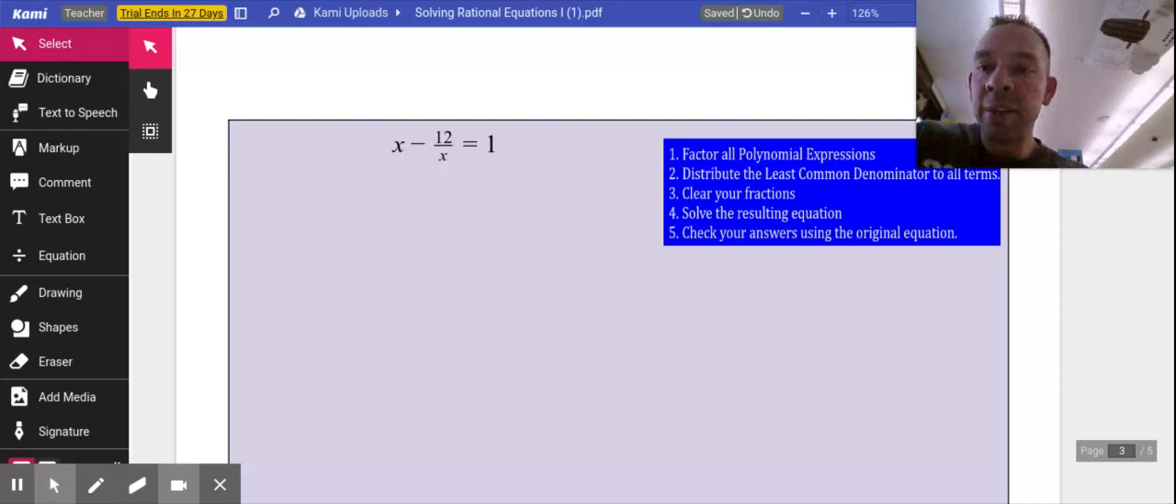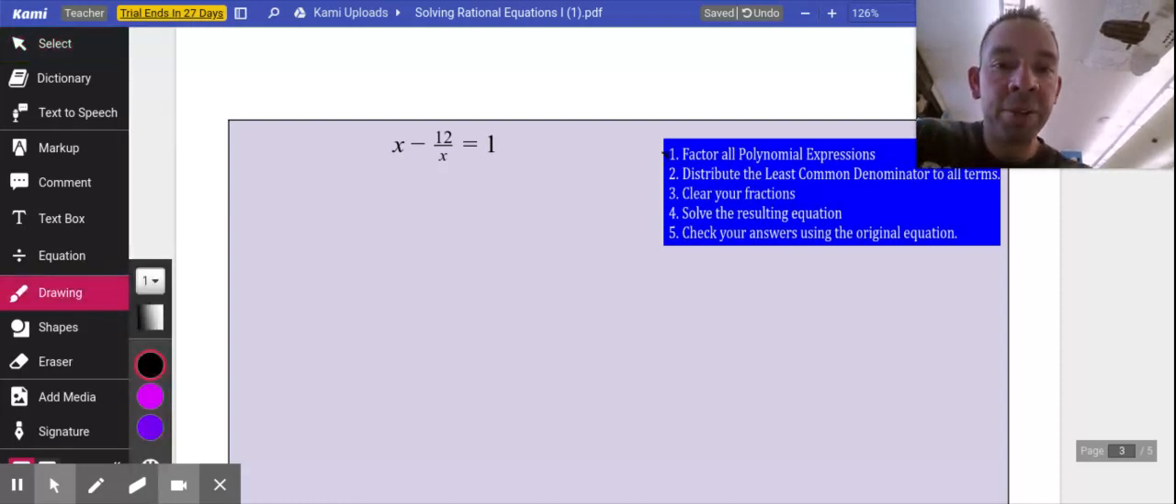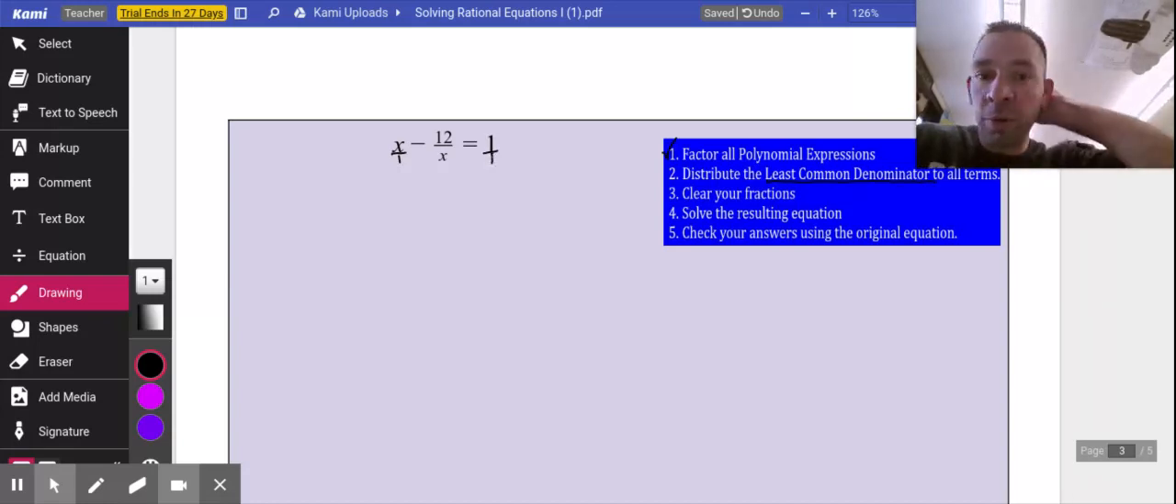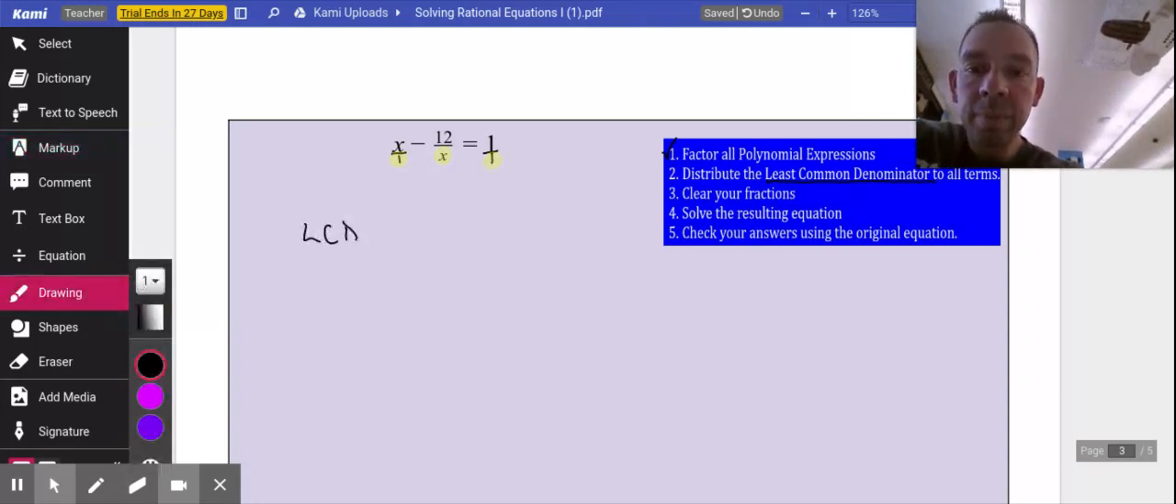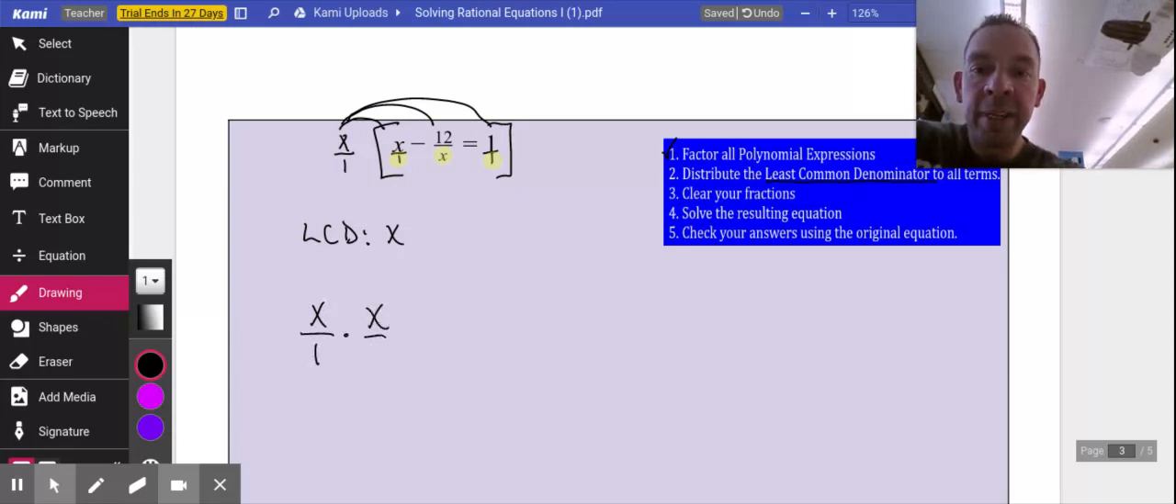Okay, so again, step number 1 doesn't apply here because there's nothing to actually factor. As far as the least common denominator goes, if you have any term that doesn't look like a fraction, you can just put it over 1. So when you consider your 3 denominators, the LCD is just going to be x itself. My game plan says I want to distribute that to all terms. We can put x over 1 and distribute it, and it would start to look like this.